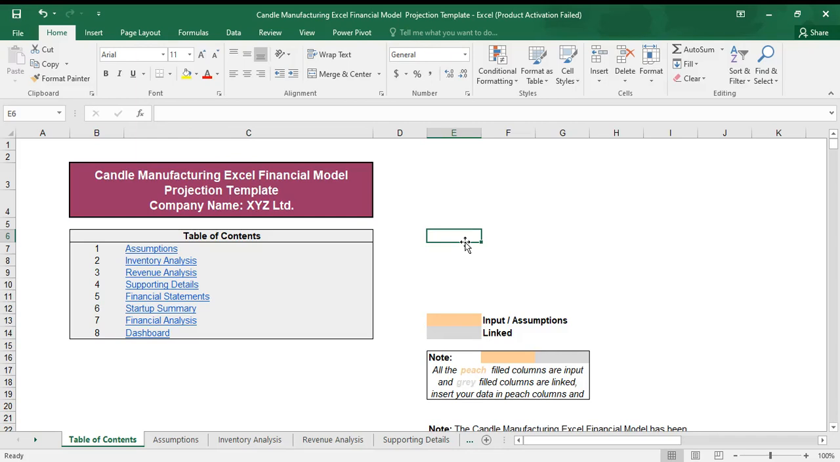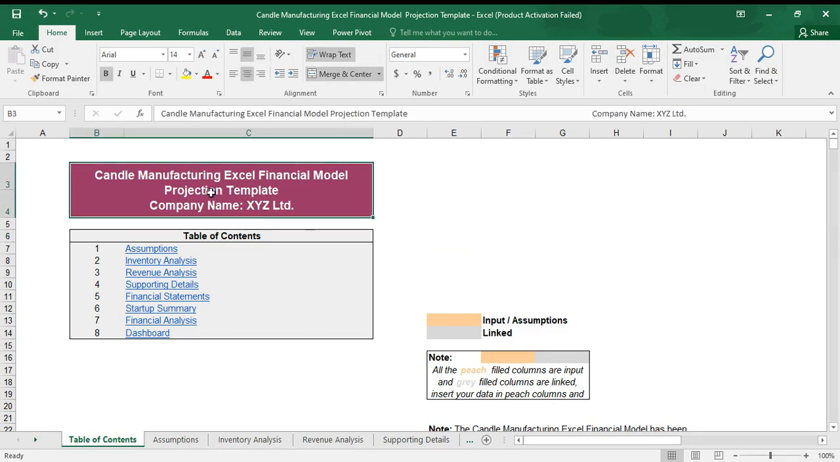Today we are back with a new Excel model for our manufacturing business, and this time it is cattle manufacturing business. In order to review this model, we are going to go through these 8 different sheets.